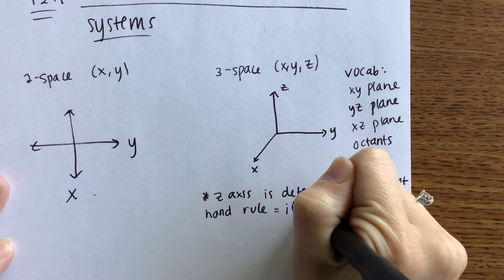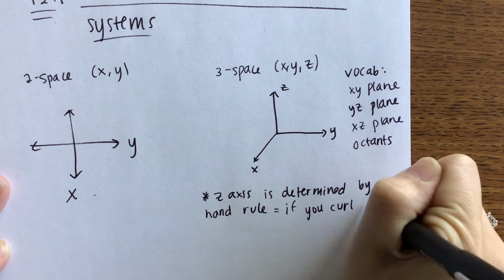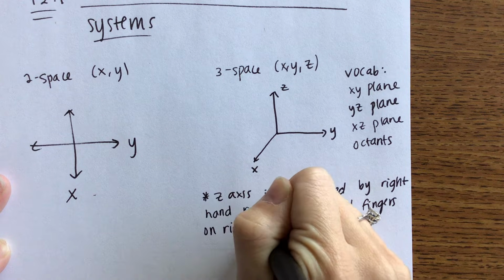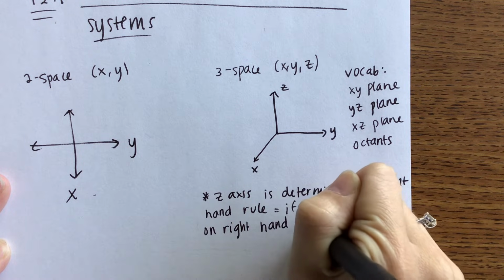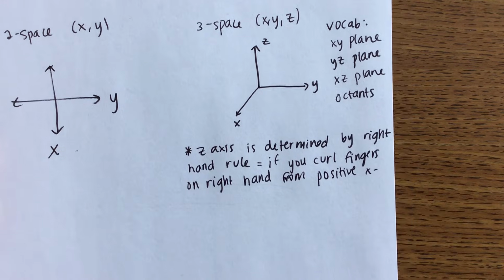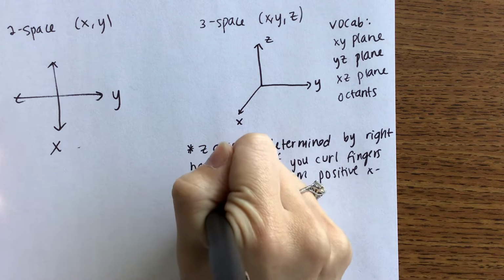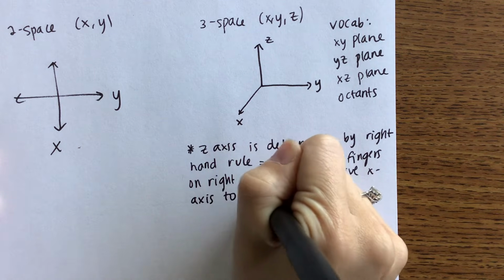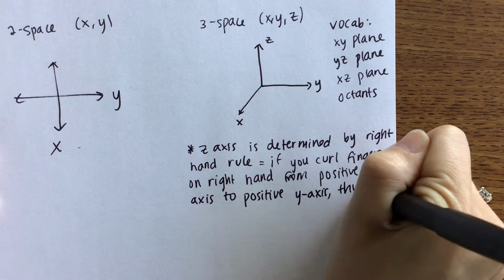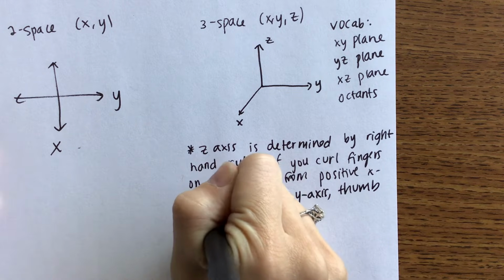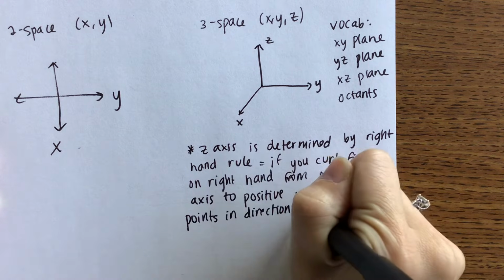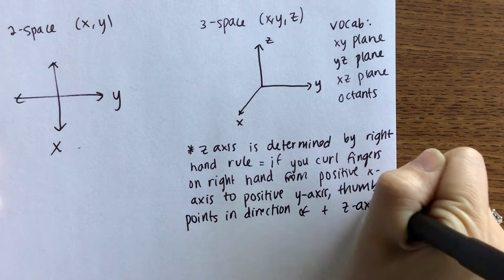Here's what the right-hand rule says. If you curl your fingers on your right hand from the positive x-axis to the positive y-axis, your thumb is going to point in the direction of the positive z-axis.